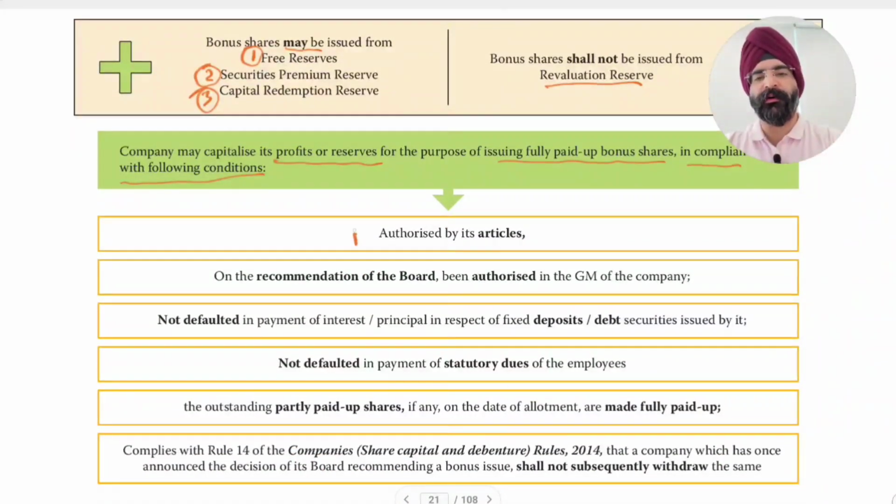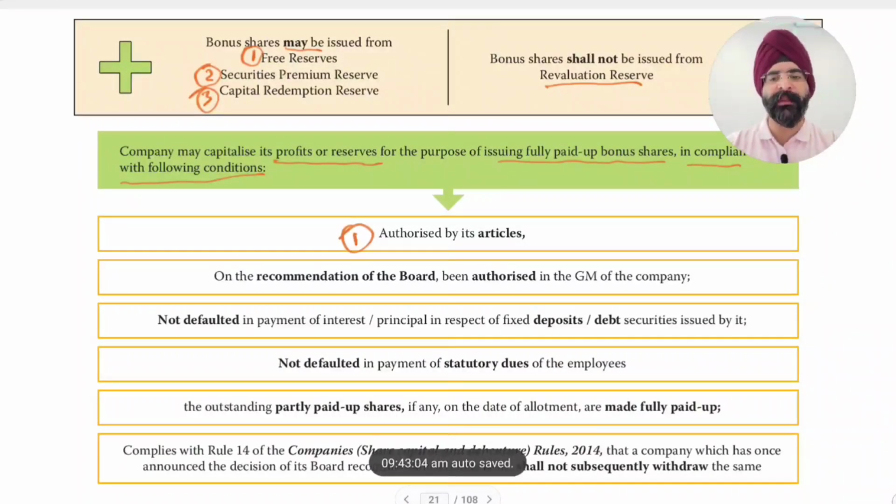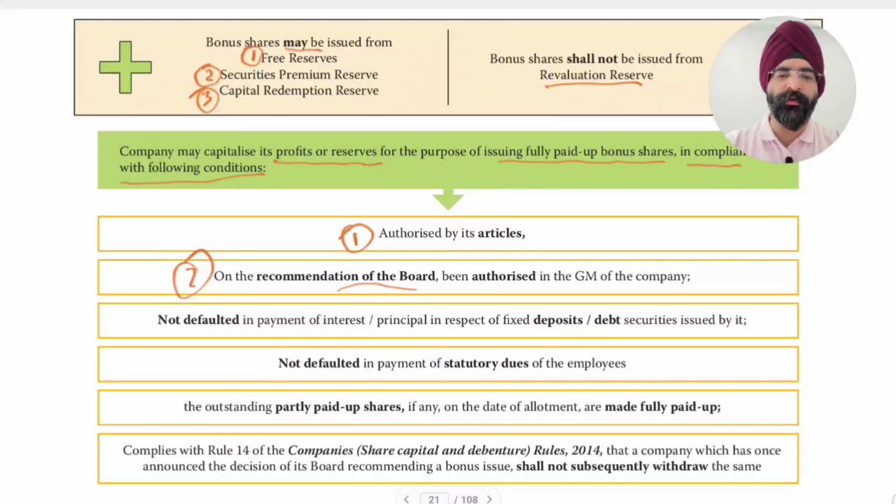Number one, authorization in the articles of association of the company. Articles must specifically authorize a company to issue bonus shares on the recommendation of the board. The board has to recommend, and it has been authorized in the general meeting of the company. This means shareholders are authorizing, but the recommendation is made by the board of directors of the company.